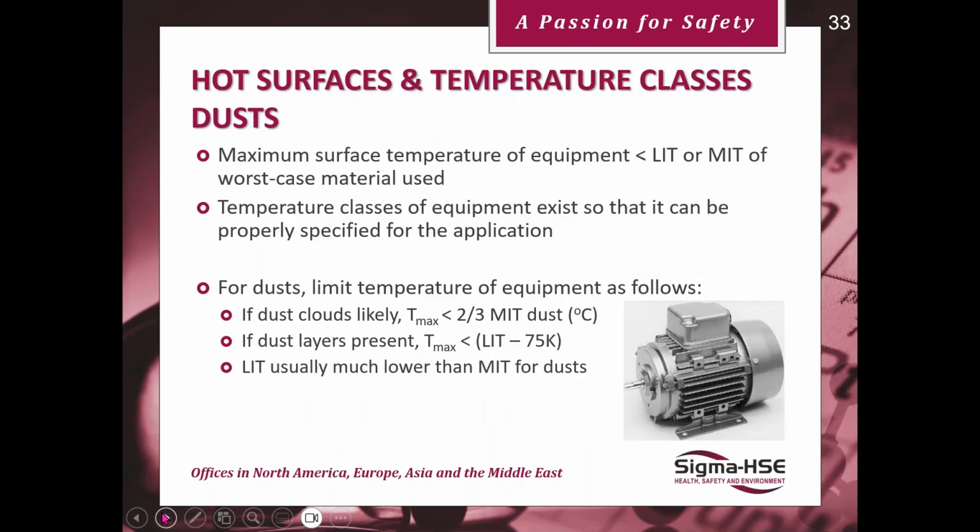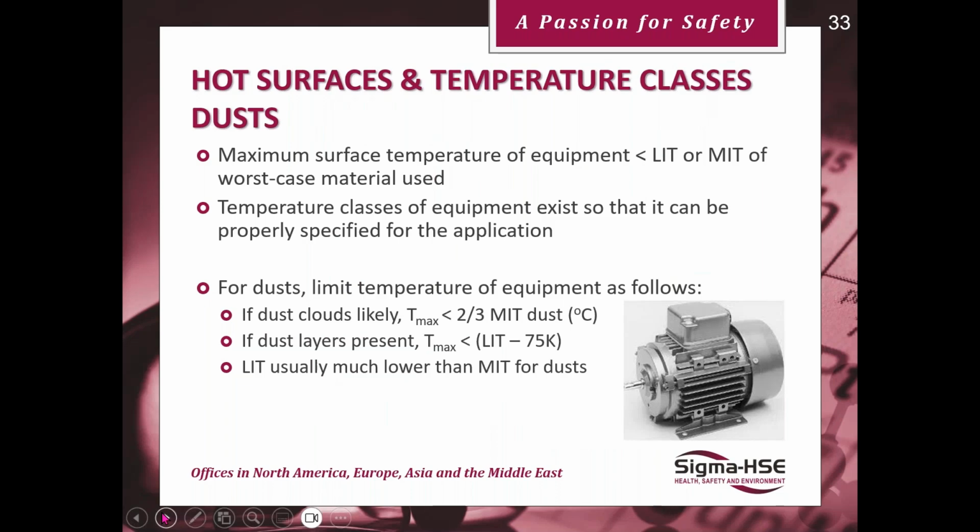So looking at hot surfaces and temperature class for dust, the maximum surface temperature of the equipment must be less than the MIT of the worst case material used. Temperature classes of equipment exist so that it can be properly specified for the application, and this applies temperature classes only to liquids and gases. This is T1, T2, T3, T4, T5, T6. For dust, there is just a specific temperature given on the equipment.